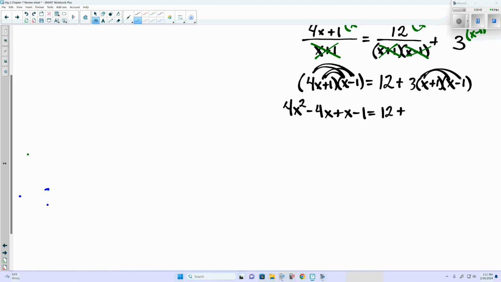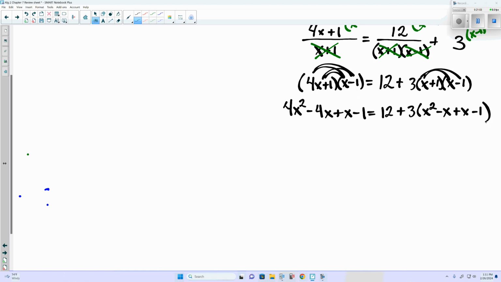Here we're going to distribute the x. So we're going to wait to multiply through by the 3. So we're going to do 3 and then have our multiplication out. X times x is x squared. X times negative 1 is negative x. 1 times x is plus x.